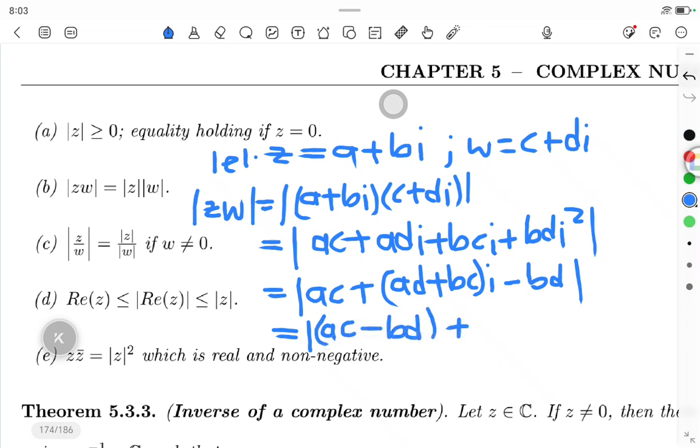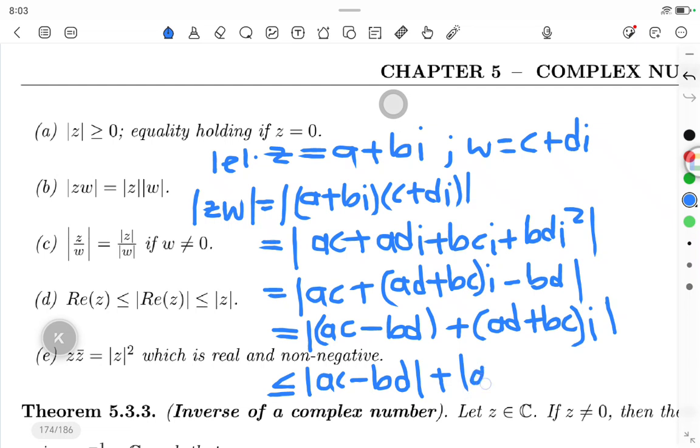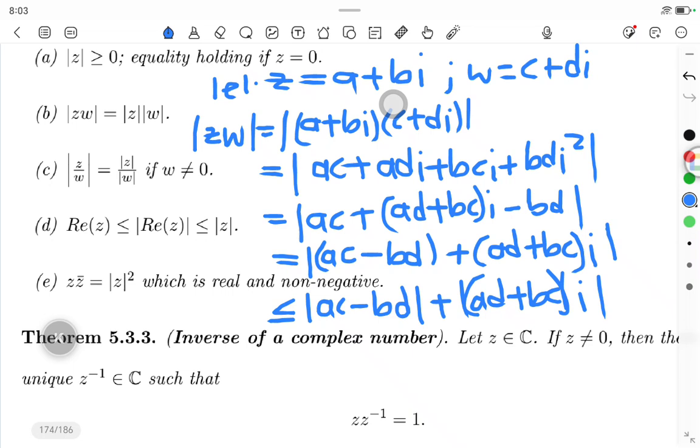So if we check here, this is just going to be AC minus BD plus AD plus BC I. And this is the same thing used in the triangle inequality, to say this is AC minus BD plus AD plus BC I. Or we can still keep the I inside here to make things simple. So someone would still try to do it in this way to say that this is what I would get.